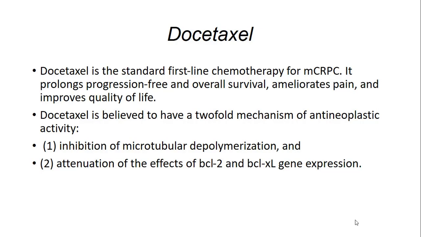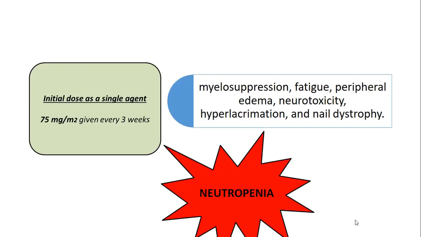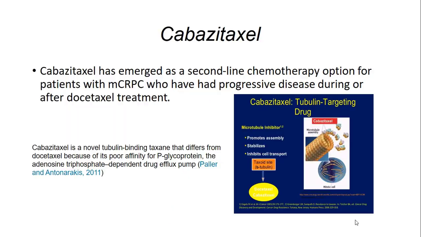Docetaxel is believed to have a twofold mechanism of anti-neoplastic activity. Number one is inhibition of microtubular depolymerization, and number two is attenuation of the effect of BCL2 and BCL-XL gene expression. So in this way, it produces apoptosis of the tumor cells. The initial dose as a single agent is 75 mg per meter square, given every 3 weeks. And the common side effect is neutropenia, and other side effects are myelosuppression, fatigue, peripheral edema, neurotoxicity, hyperlacrimation, and nail dystrophy.